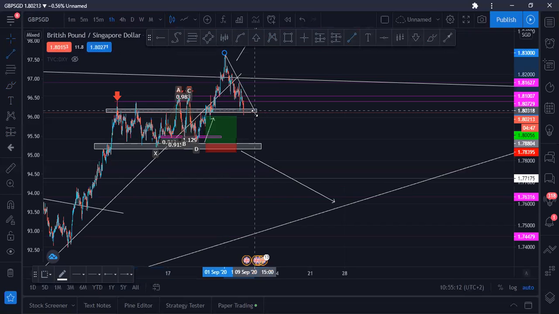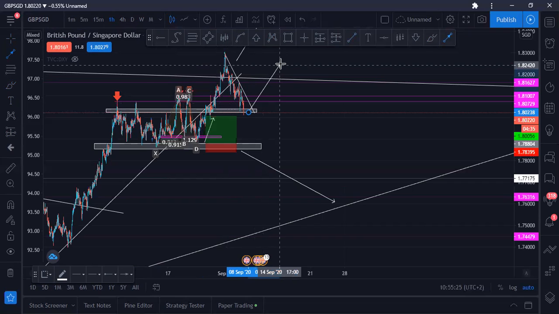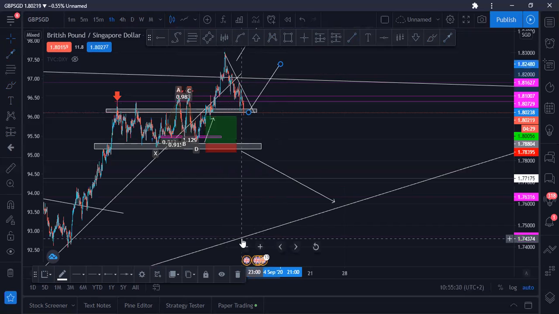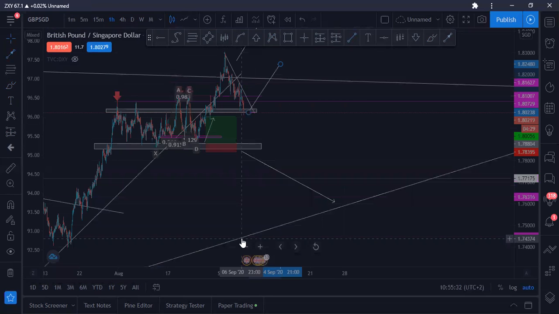So this is the British pound, Singaporean dollar. What I would like to see is some reaction around this level, and then go test those highs, break out of this all-time high resistance that we have here. Okay, so GBP trades really nice. I really enjoy trading with GBP.